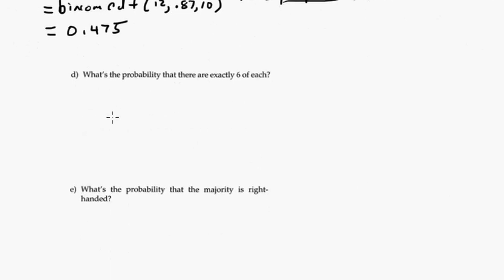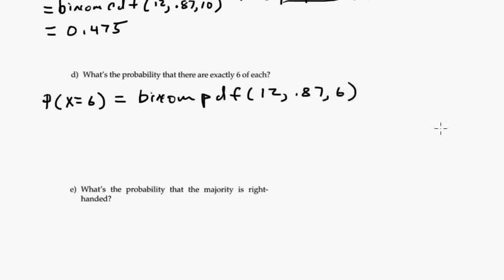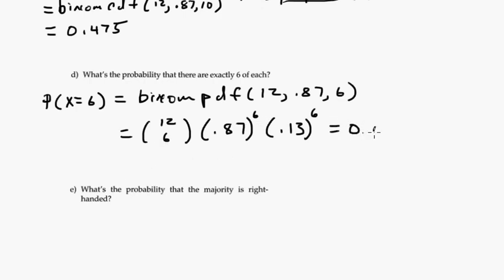I think we need to do 2 more. What's the probability that there are exactly 6? Oh, that's pretty easy. The probability of exactly 6, x equals 6. So now we're just going to use binompdf of 12, 0.87, 6. If we were using the formula, it would be 12 choose 6, and it would be 0.87 to the 6, and then 0.13 to the n minus 6, so 12 minus 6 is 6. So that's going to be 0.00193.